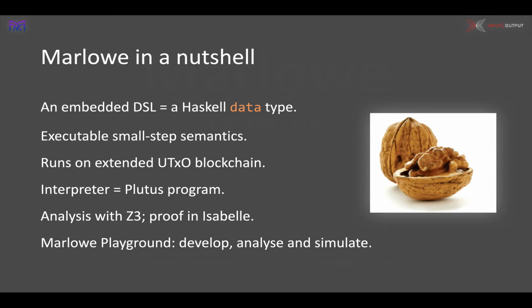Marlowe is embedded in Haskell as a simple Haskell data type. We've modeled its semantics step by step as a contract evolves, as in Haskell itself, and we can use that on the blockchain using Plutus, but we can use the same semantics to understand how contracts behave by simulating them in the Marlowe playground, which we'll talk about a bit later on.